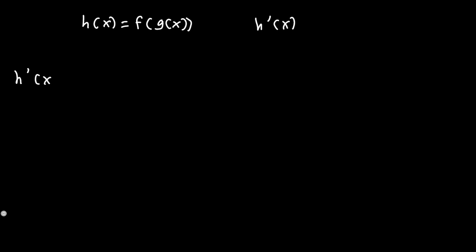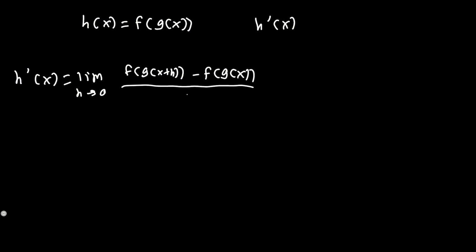So we have h prime of x is equal to the limit as h approaches 0 of f of g of x plus h minus f of g of x all over h. So let's go ahead and look at the numerator first.